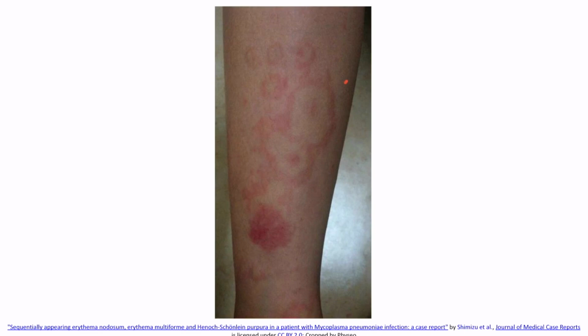A typical lesion consists of a central erythematous macule or plaque, surrounded by a pale ring, which in turn is surrounded by an erythematous ring, thus forming a target sign.